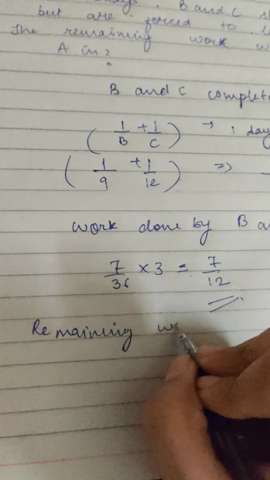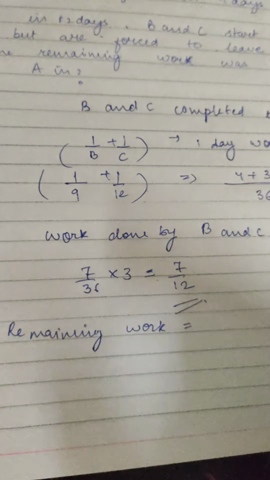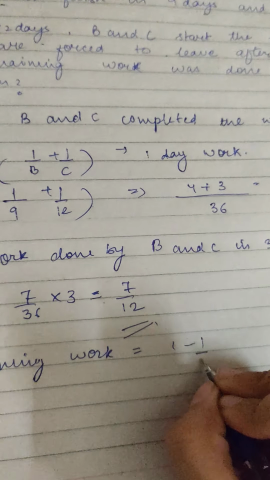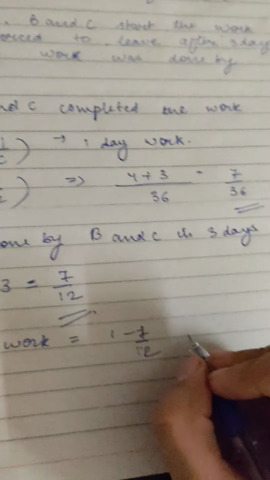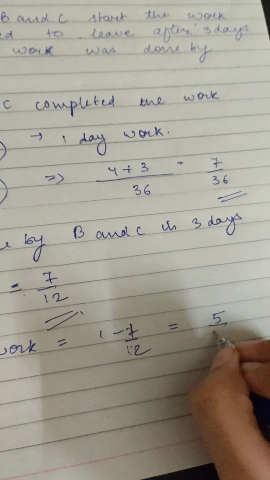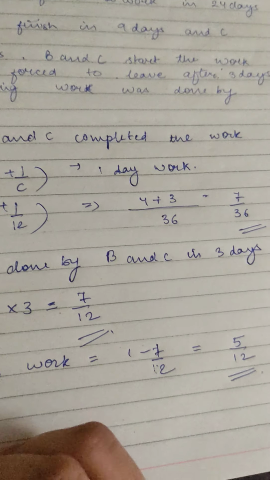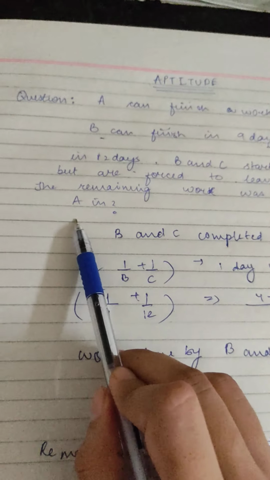Okay. Now we will find out the remaining work. This much work is already done, and what is the remaining work that should be done by A? So we will subtract it from 1 and we will get 5 by 12. Now we have to calculate the remaining work to be done by A.